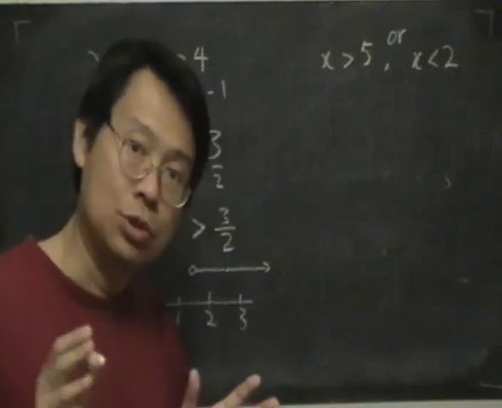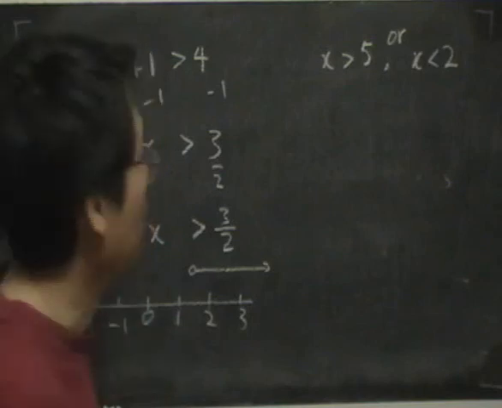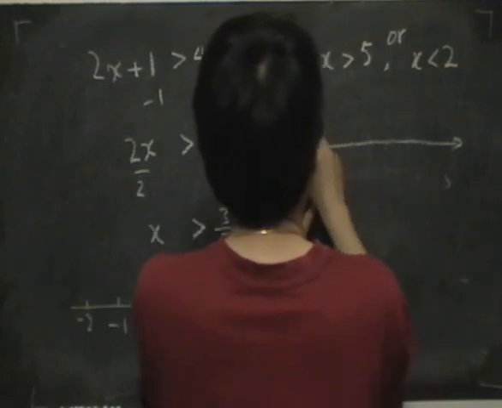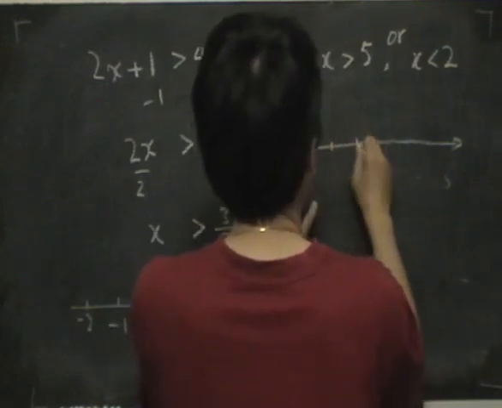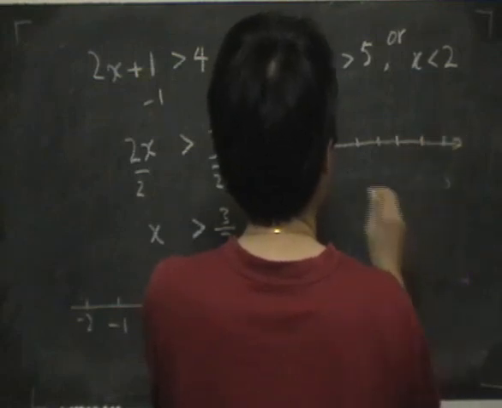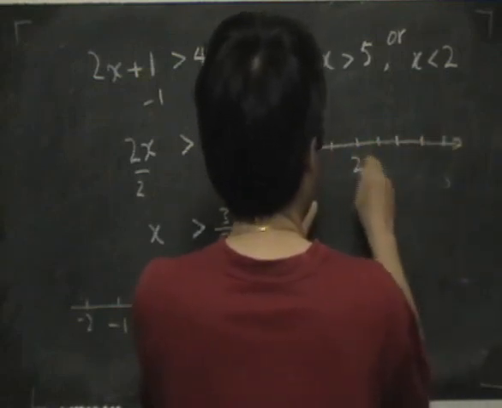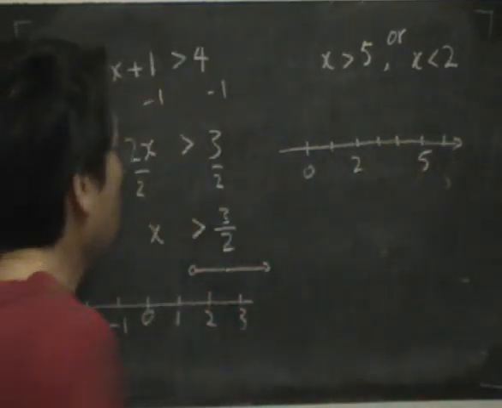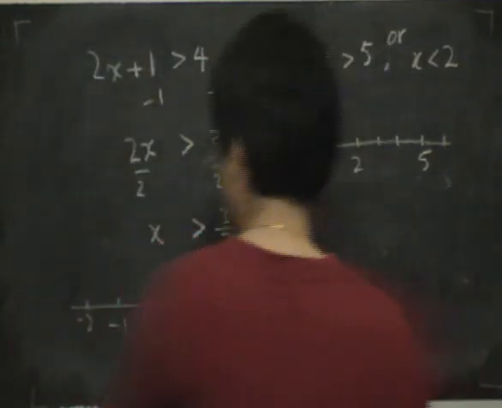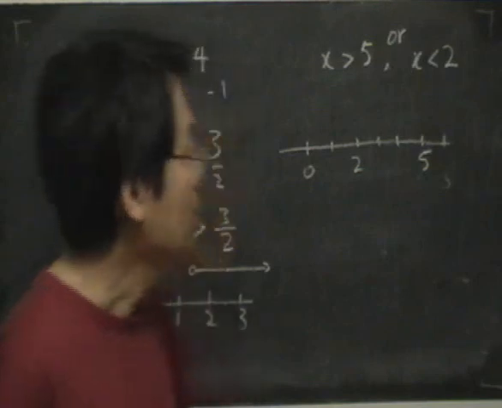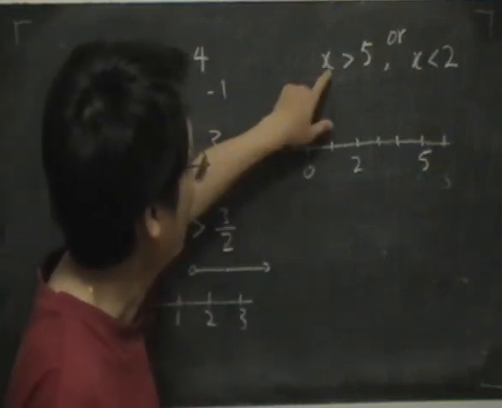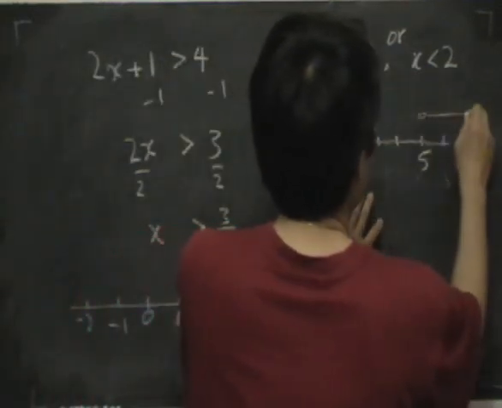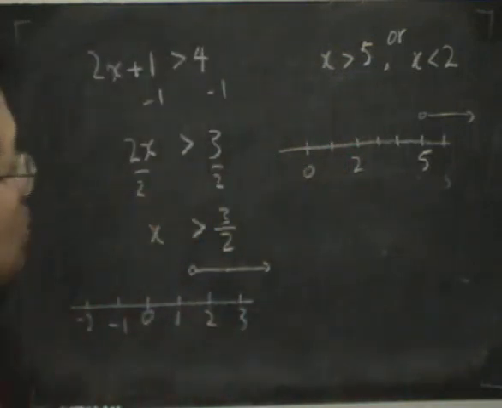So let us show this on the number line, see what it looks like. Start from 0, 1, 2, 3, 4, 5, 6. Alright, so I have the two numbers, 2 and 5, on the number line. So let's show it one by one. I have x more than 5. 5 is here. More than 5 means all the numbers to the right. So that's this.